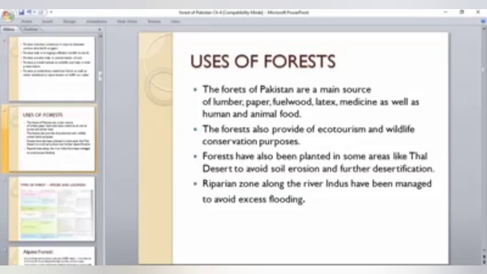Uses of forest in Pakistan. The forests of Pakistan are the main source of lumber, paper, fuel wood, latex, medicine, as well as human and animal food. The forests also provide ecotourism and wildlife, and also serve the conservation purpose, conserving the soil. Forests have also been planted in some areas like the Thal Desert to avoid soil erosion and further desertification. Riparian zones along the river Indus have been managed to avoid excess flooding as well. So these are the uses of forests in Pakistan.